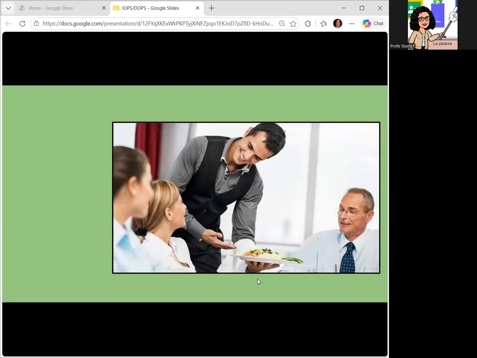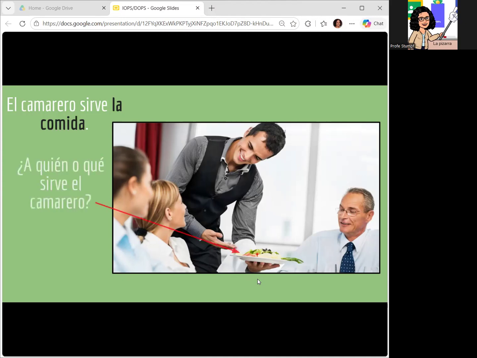Let's take a look at this detail example. So we have el camarero sirve la comida. So la comida would be the direct object pronoun. It is singular feminine, and we are going to replace it with la. So el camarero la sirve would be the answer. And remember, the direct object pronoun goes in front of the verb.